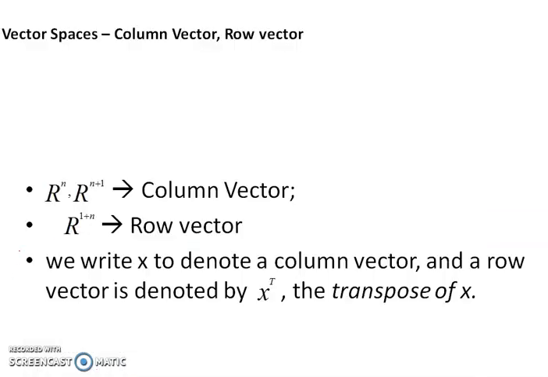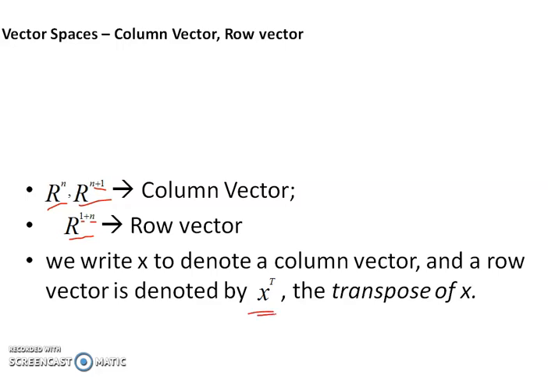Now, a column vector can be represented as R^n, which is considered a column vector. Another form of representation is R^(n×1), where n indicates the number of rows followed by one column. And if it is a row vector, it will be denoted as R^(1×n), which means one row followed with n columns.